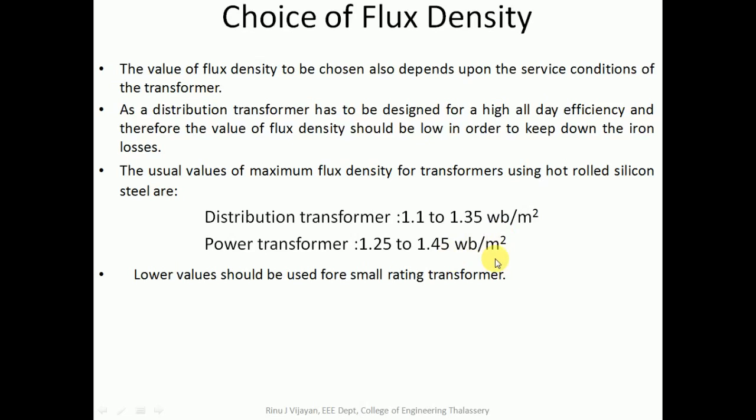Once after choosing a suitable value of flux density, you will be able to determine the value of core area, that is net iron area AI, from which you can find the value of gross iron area AGI.